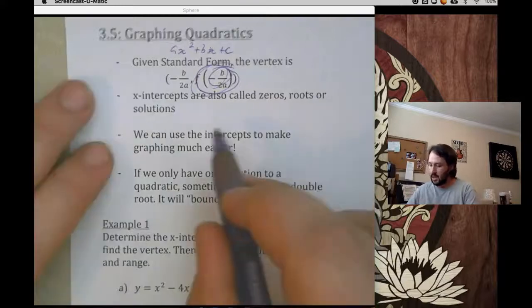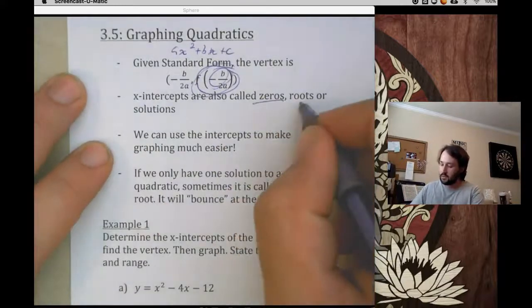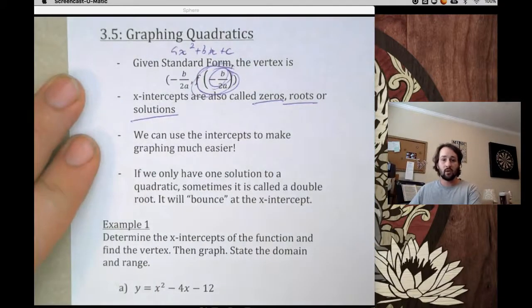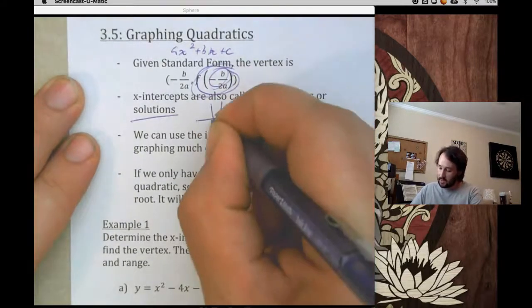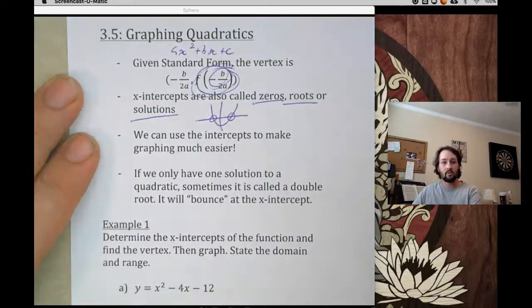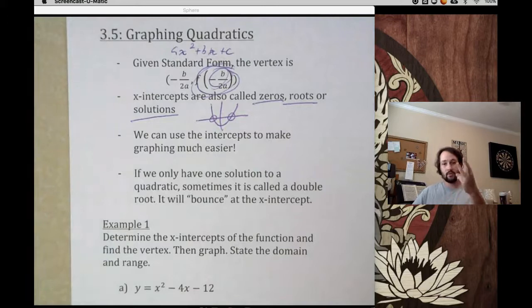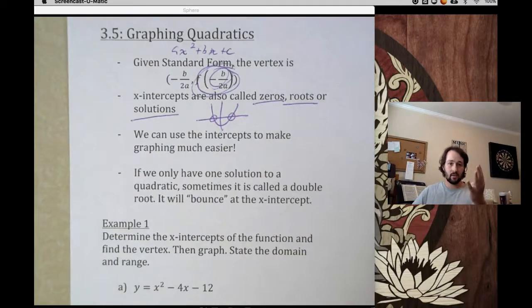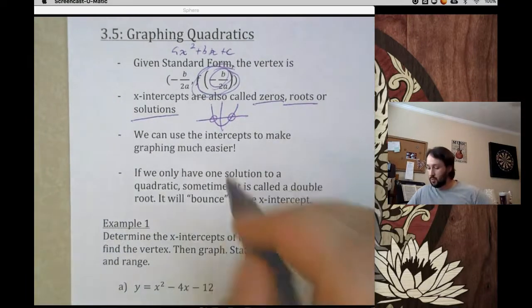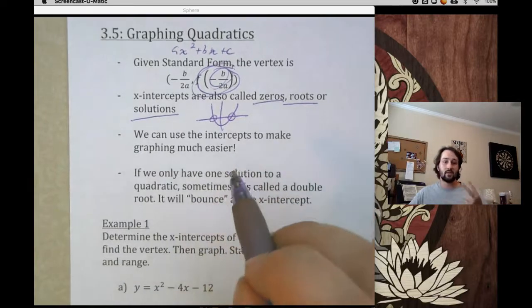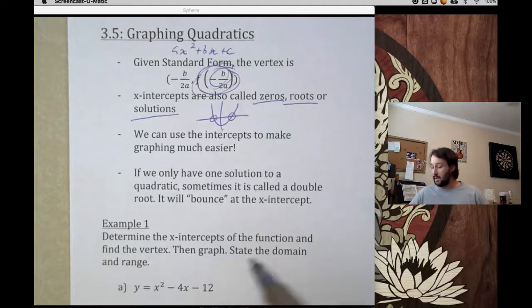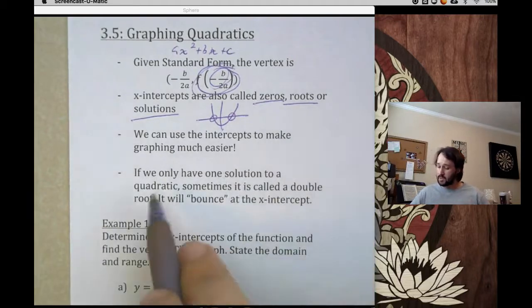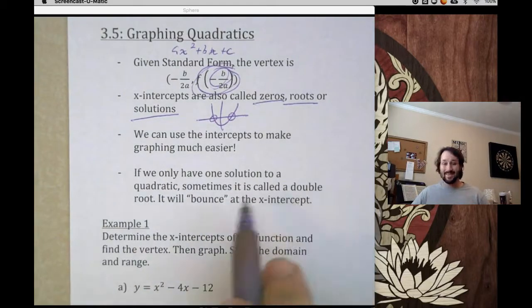It's really easy. X-intercepts. Know that they are also called zeros, roots, or solutions, but it's just where our graph is crossing our x-axis. So here would be an x-intercept, and there would be an x-intercept. Both of those circled spots are the x-intercepts, zeros, solutions, and roots. Those are the four things that they could be called. We use all of our intercepts, the x-intercepts and the y-intercepts, to help us graph our quadratic so much easier.